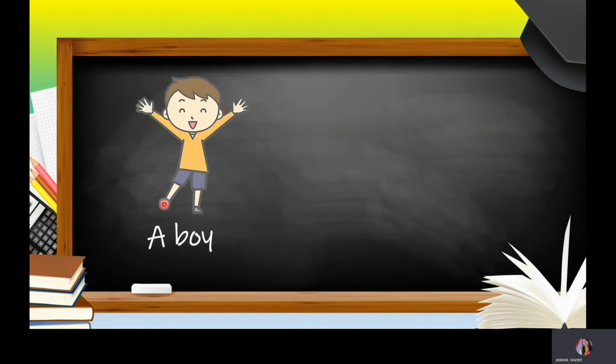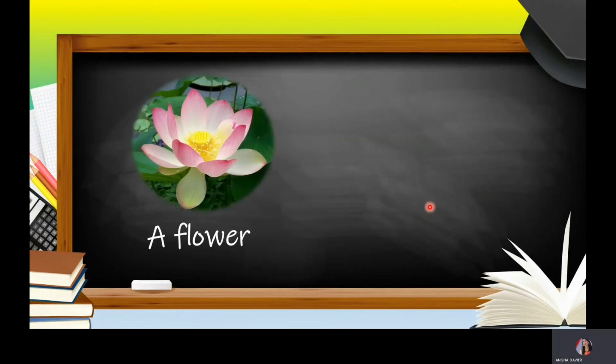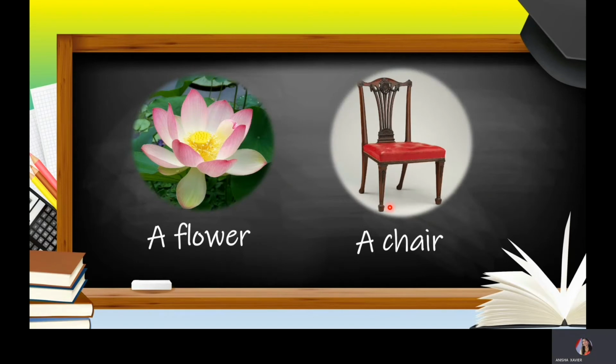Now let's move on to the examples of singular nouns. A boy, there is only one boy, no? A cat, there is only one cat. Then a flower, a chair. I hope these examples are clear to you. There was only one boy, one cat, one flower and one chair. So these are known as singular nouns. Now we move on to the next slide.